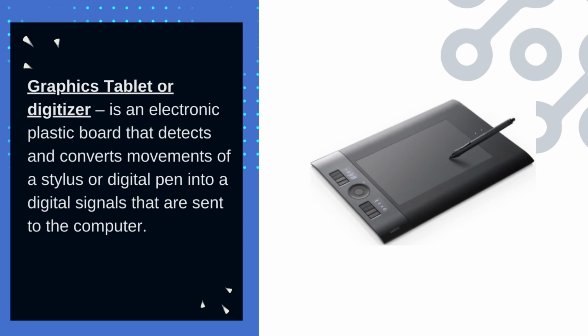Another example is the graphics tablet or digitizer. It is an electronic plastic board that detects and converts movements of a stylus or digital pen into digital signals that are sent to the computer. Architects, map makers, designers, and artists use graphics tablets to create images, sketches, or designs.